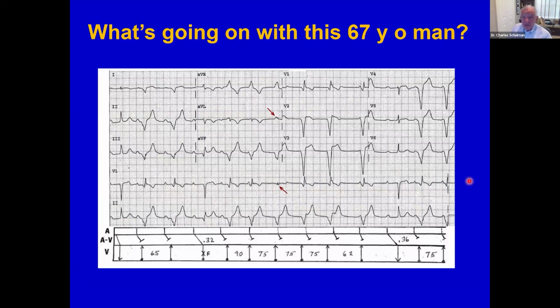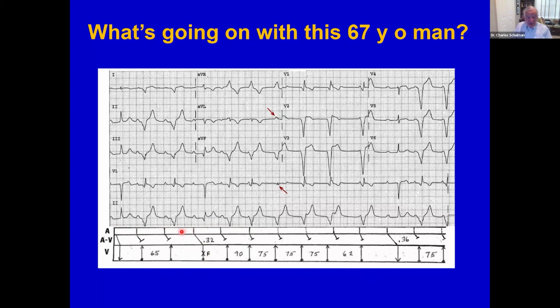Now, what's going on here? We have this wide complex rhythm, you'll notice. Look down here at the lead and the rhythm strip. This is a ladder diagram. To produce a ladder diagram, you draw 4 horizontal lines. You mark off all the P waves. So here, here, here, here. And then on the bottom, you mark off all the QRSs. So here, here, etc.